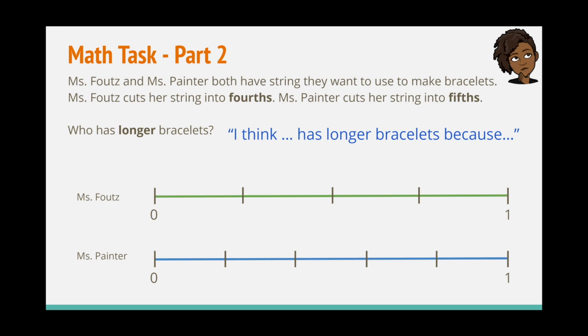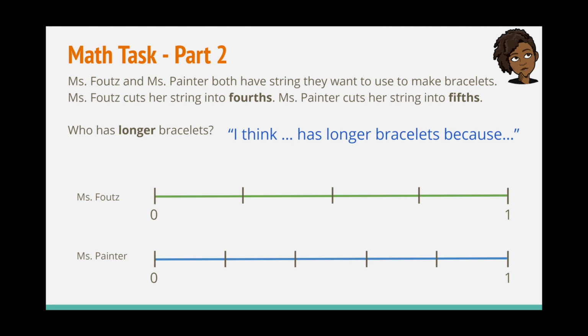Miss Fouts and Miss Painter both have string they want to use to make bracelets. Miss Fouts cuts her string into fourths, like we have here, and Miss Painter cuts her string into fifths, and we have that blue one down there. Who has longer bracelets? That means the bracelets are longer in size. So I want you to turn and talk and think, I think Miss Fouts or I think Miss Painter has longer bracelets because.